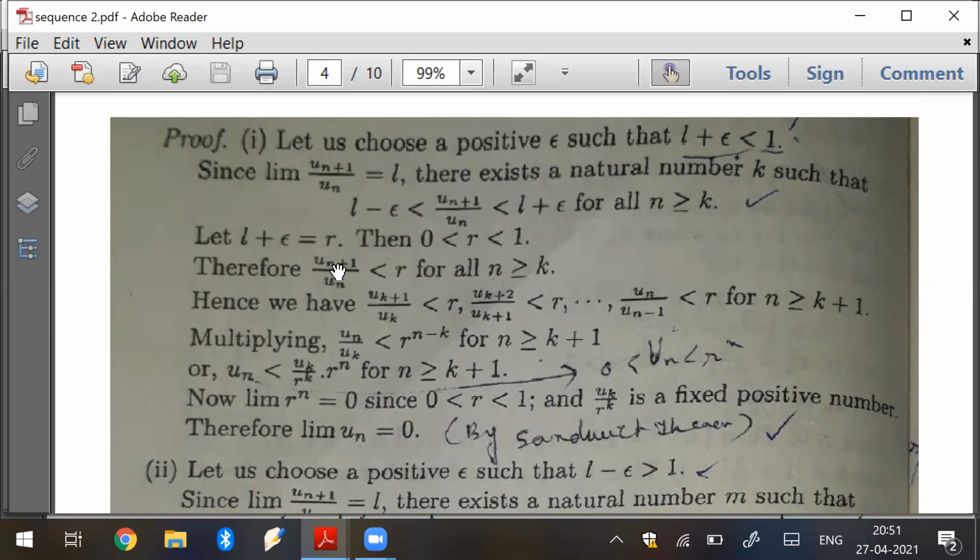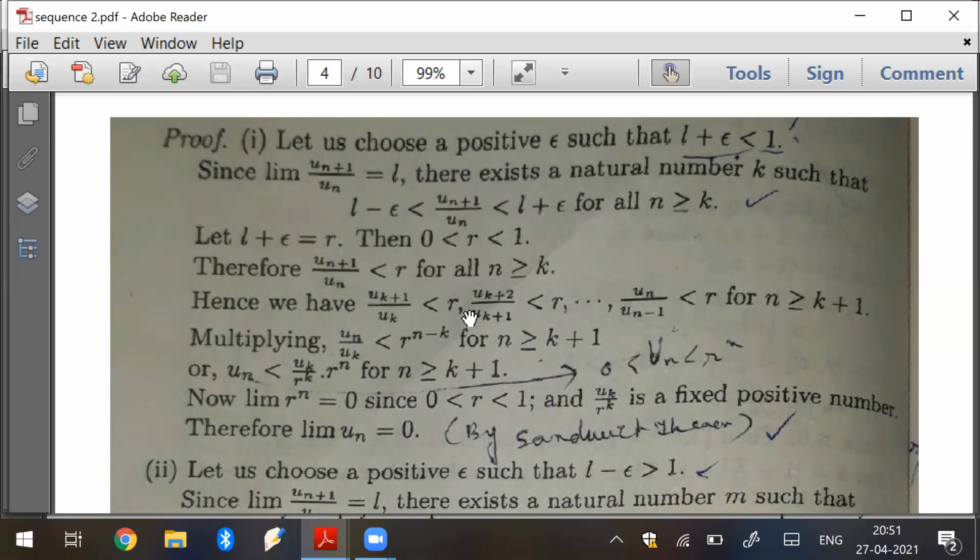So if I take up to n minus 1, then what happens here? N minus 1 plus 1, so un, and here un minus 1. Okay. So that is also less than r, for all n greater than or equal to k plus 1. One thing you see is that it is not the case that I am stopping at n. I am just writing a few elements, a few quantities, and this is going to continue for n tending towards infinity.